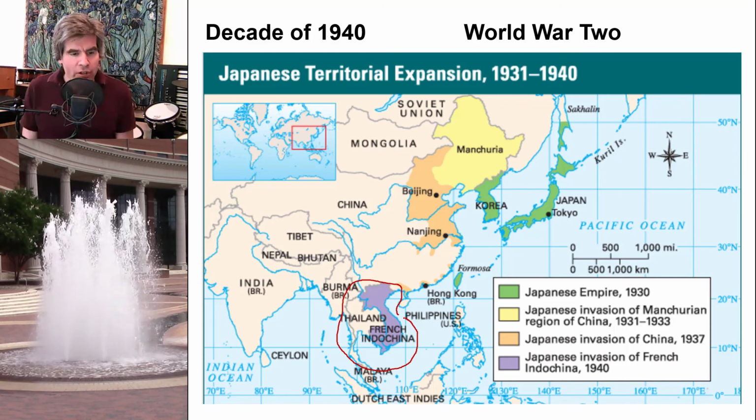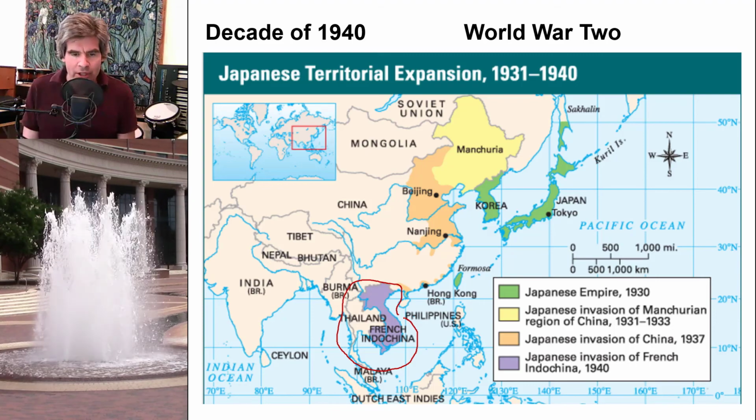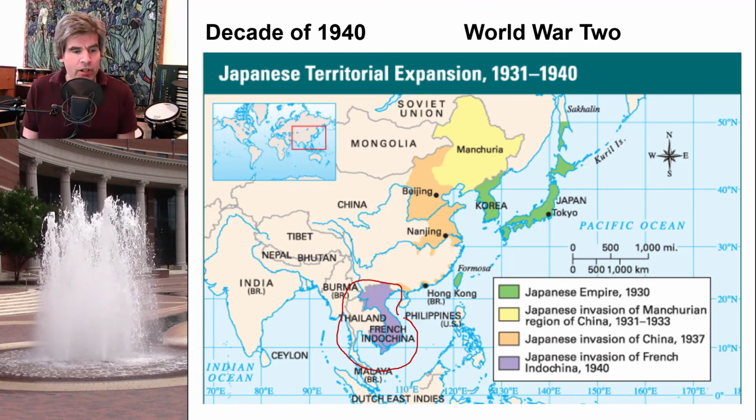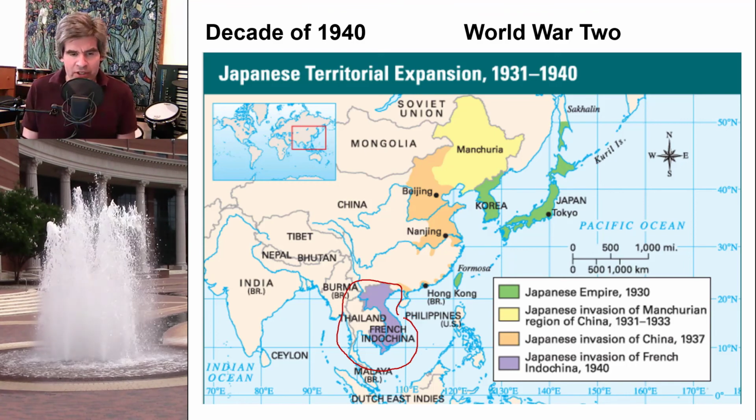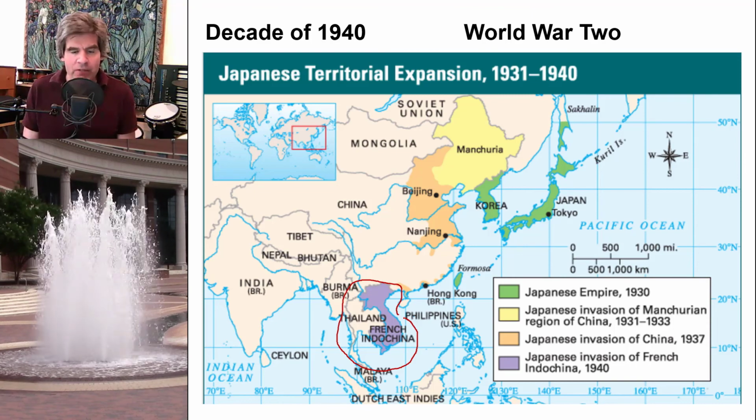So French Indochina was a French colony, that is, it was an area under the control of France. However, when France was defeated by Germany, France lost control of French Indochina. So then Japan took advantage of this power vacuum, and Japan invaded Indochina.